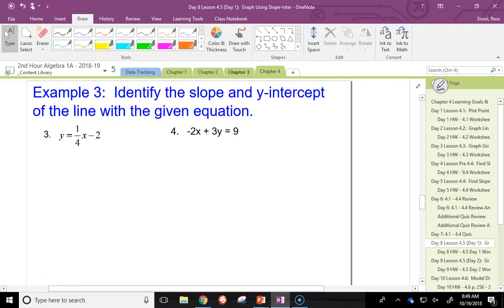Go ahead right now. I'm going to pause. Do number 3 and 4. This should not take you long. Okay, coming back to this. Number 3 should have been the very easy one. If you're not done, that's okay. I'm just going to start on the next one.